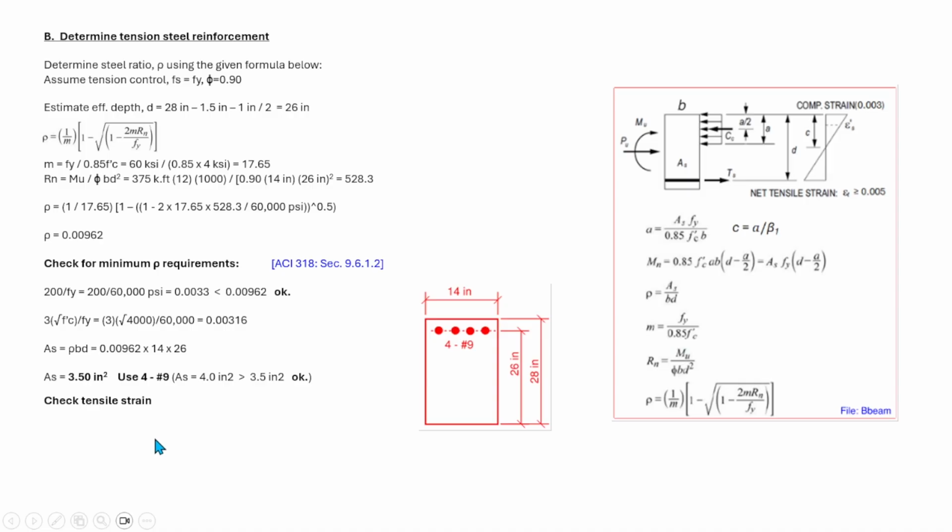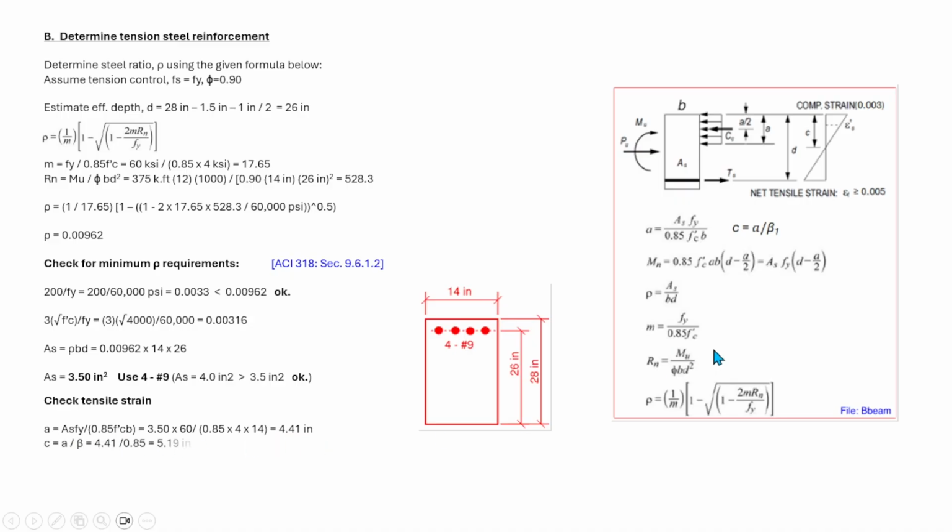So the next one is to check the tensile strain, this one here, just to double check if the steel has yielded or not. To check that, we need to determine first the value of a. So a is equal to As Fy over 0.85 Fc prime times b, and that is equal to 3.5 times 60 over 0.85 times 4 times 14, and that is equal to 4.41 inches.